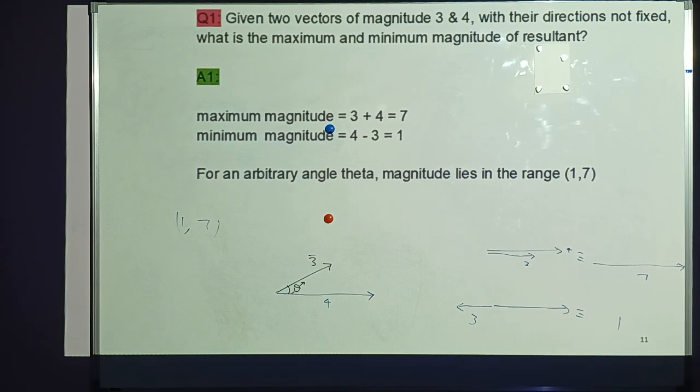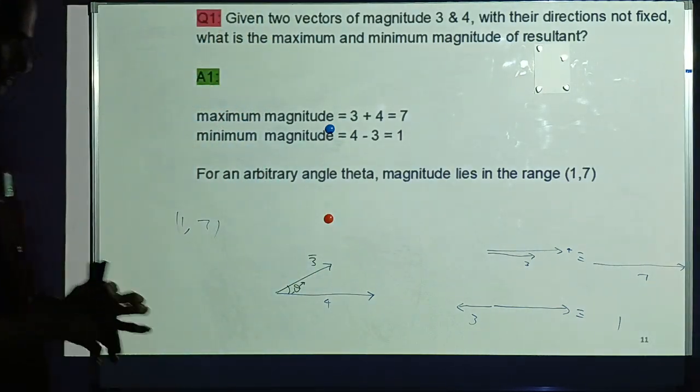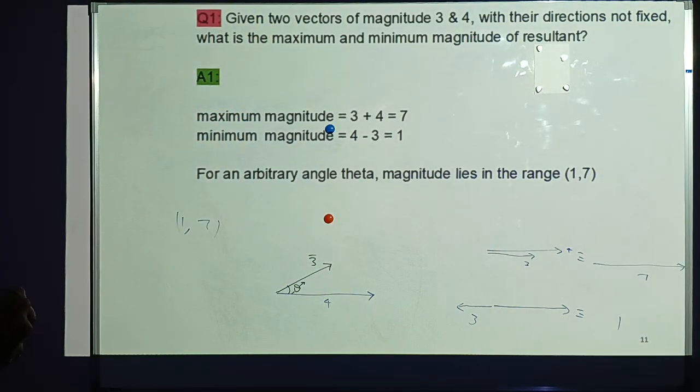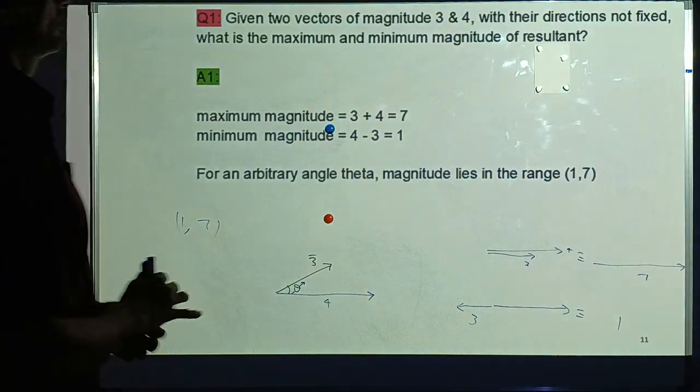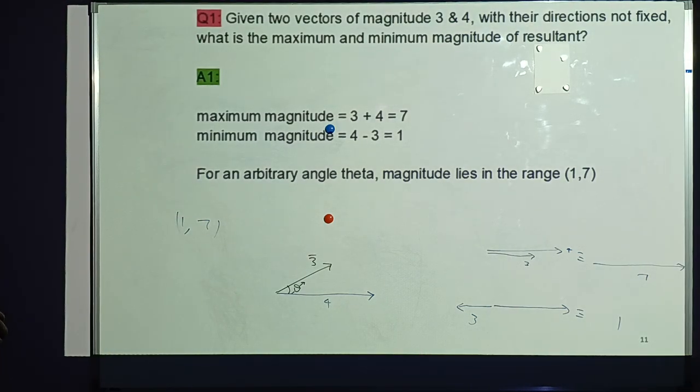So the interesting thing to note is the resultant vector will be in a particular range, between the maximum and minimum. Maximum means both are in the same direction. Minimum is when they are anti-parallel. So it will be between 1 and 7. But suppose you make a mistake and get a value which is beyond this range, we can figure out that there is some mistake in the calculation.